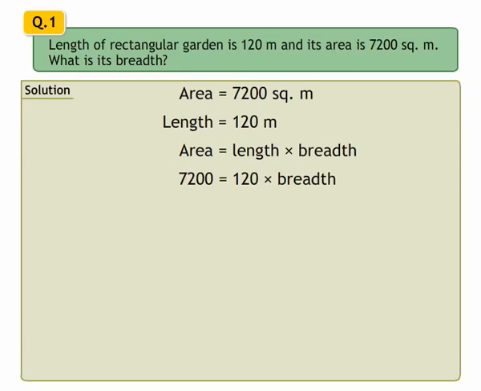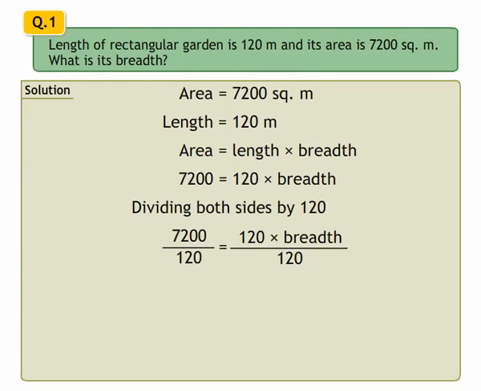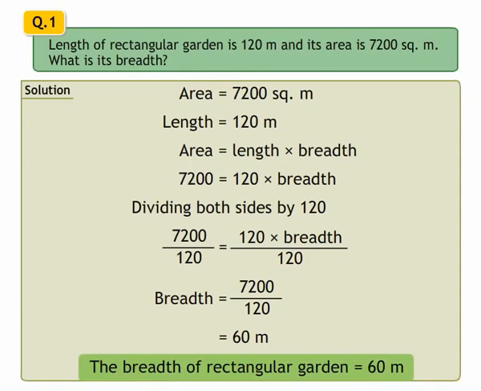Dividing both sides by 120, we get 7,200 upon 120 is equal to 120 into breadth upon 120. On simplifying, we get breadth is equal to 7,200 upon 120, which is equal to 60 meters. Therefore, the breadth of rectangular garden is 60 meters.